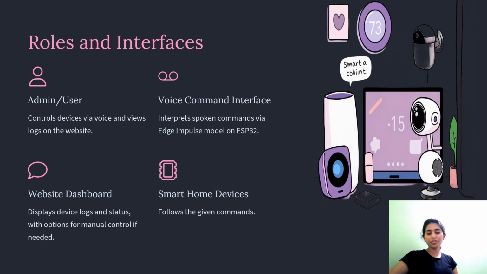Then coming to the interfaces, we majorly have three interfaces. The first one being the voice command interface, where it interprets the spoken words and converts them into the keywords that we would be using in our later stages. And then the second one is our website, which is the platform where a user could see what is really happening and what the underlying things going on about the operation are.